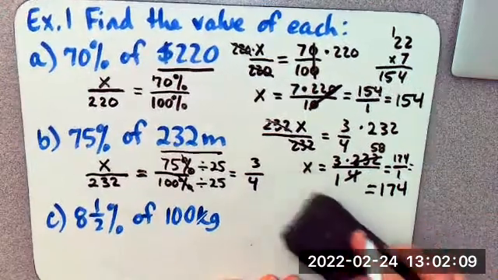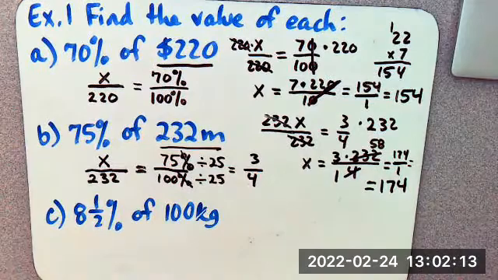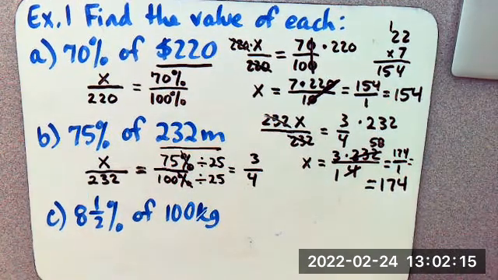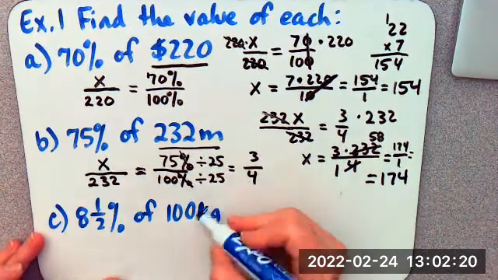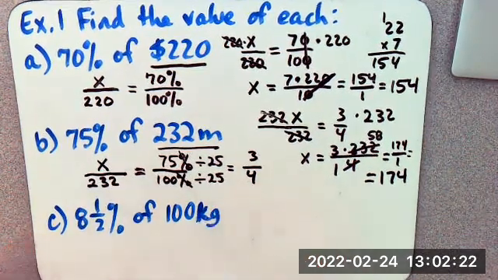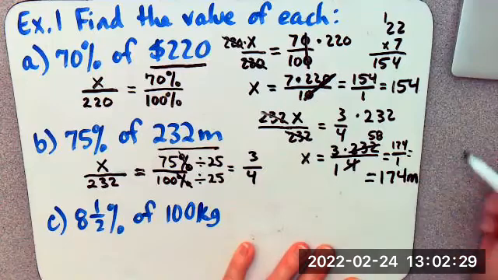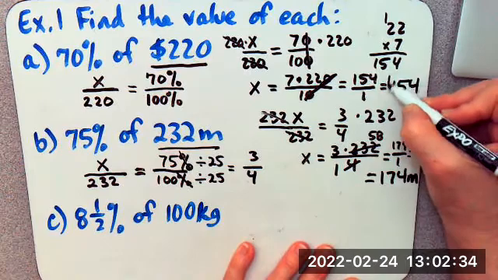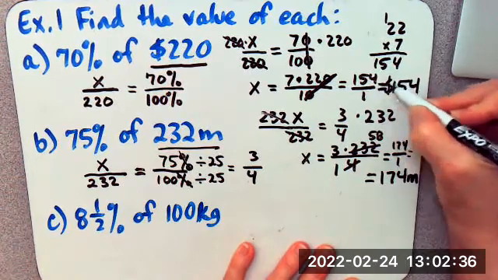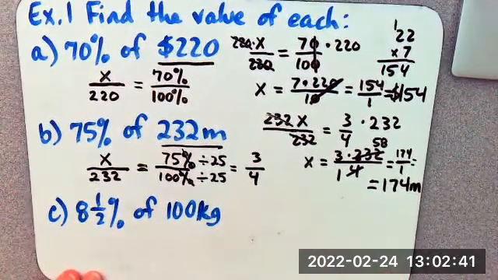All right. So let's look at the next one. So we have 8.5% of 100 kilograms. Oh, and you know what I have been missing? Oh, this is terrible. I'm missing units. So this is 174 millimeters, and this is $154. So remember, we're dealing with amounts when we're dealing with percentages. So let's not forget our units.